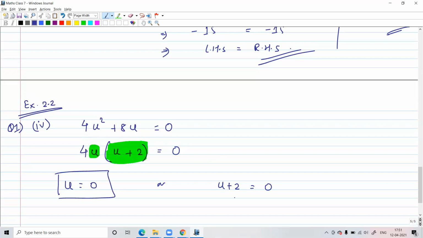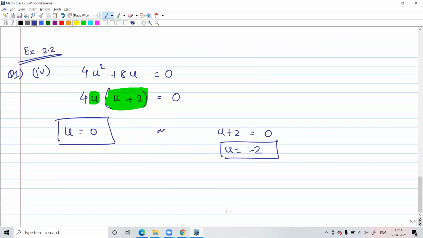If u plus 2 is 0 means u should be equal to minus 2. So this is your another 0. So now you have your alpha and beta. Alpha is 0, beta, you can write it as minus 2. And like I have said this before also, doesn't matter. You can call anyone as alpha, anyone as beta. That is not relevant. Okay. So you have your alpha and beta.